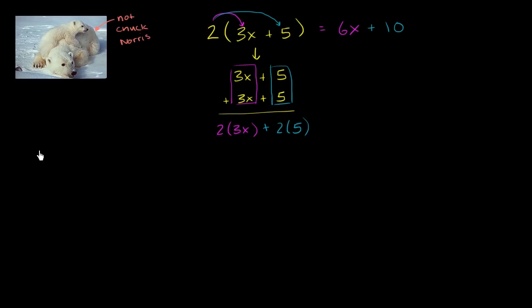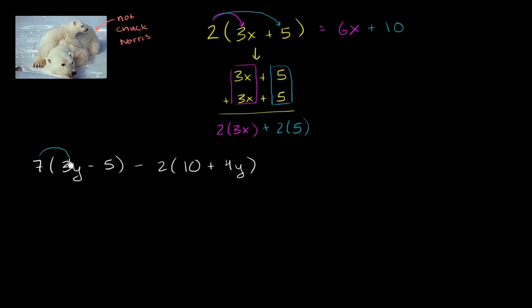So let's say that I had 7 times, let's say, 3y minus 5 minus 2 times 10 plus, let's say, plus 10 plus 4y. Let's see if we can simplify this. Well, let's work on the left-hand side of the expression, the 7 times 3y minus 5. We just have to distribute the 7.